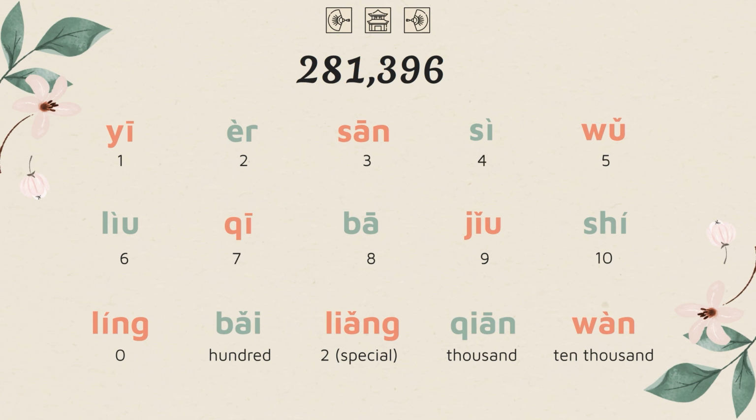281,396. 28 wan 1,396. Okay, let's try two more numbers. 2,537,148. So if you got 253 wan 7,148, then you are really good. That's the right answer.